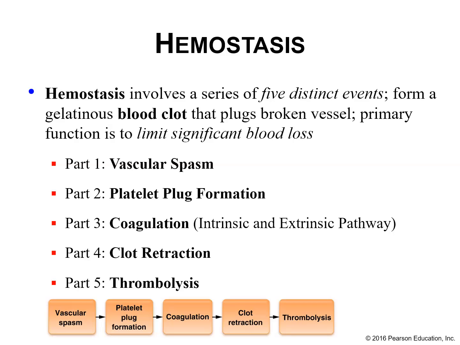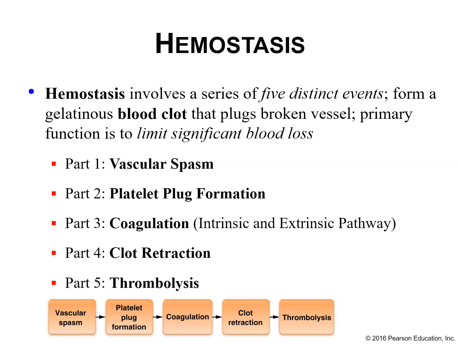So the 5 stages are: vascular spasm. The blood vessel basically constricts, then dilates and constricts. That's what we call vascular spasm. Second, you get platelet plug formation. That's your temporary seal of the vessel wall.